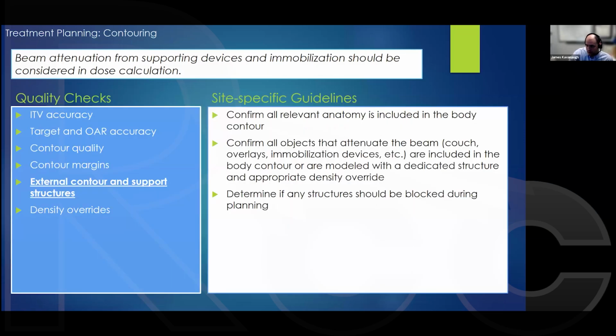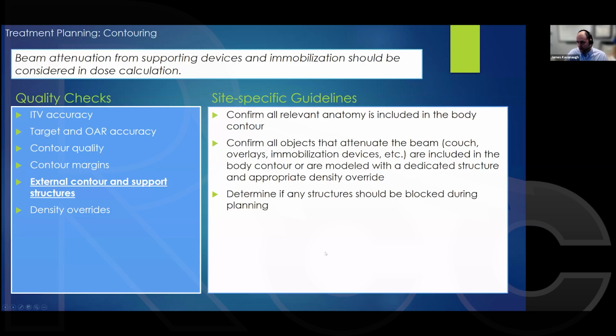Looking at external contours and support structures, things like couches, making sure your external is correctly and accurately contoured, confirming that all objects that will attenuate the beam as it passes through are accounted for. Couch overlays are very common, but immobilization devices also can be important. They're either included in the body contour if you're in a clinic where the body contour is what accounts for it, or you may have some external modeling where you're inserting a couch, for instance.